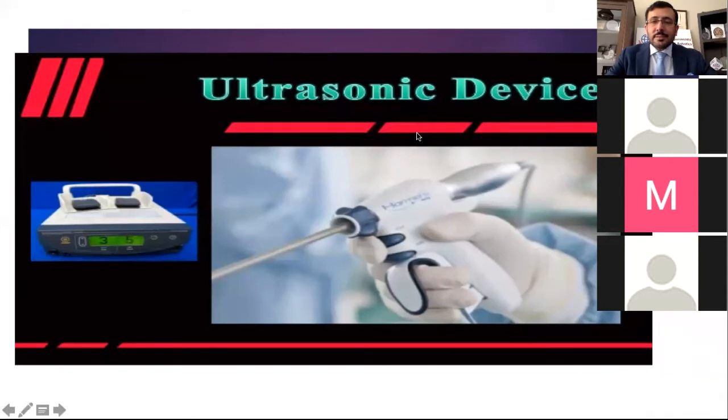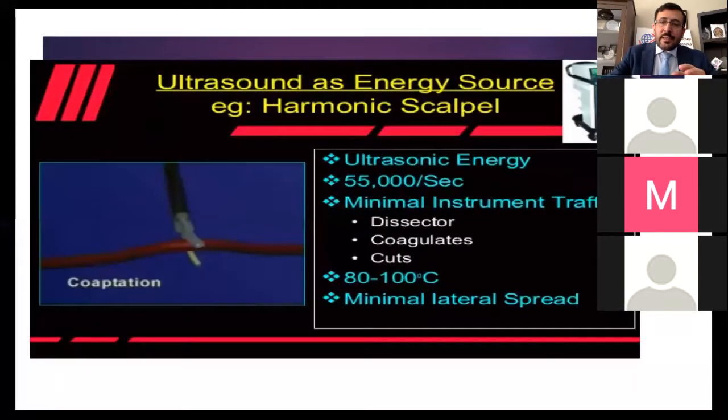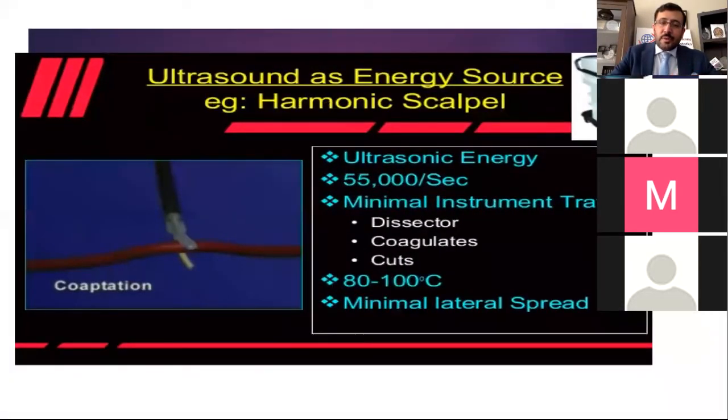I also like this harmonic, amazing. So for sharp dissection, it's excellent. And also, this is not monopolar, this is not bipolar, this is ultrasonic. So this has one fixed arm and one working arm. The working arm is the one that moves, and you take the energy from the fixed arm. So like this, you can see the harmonic scalpel.